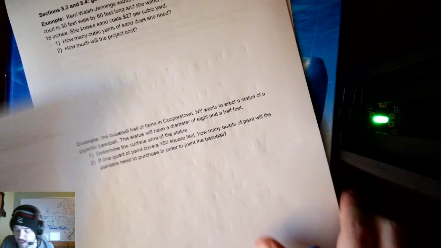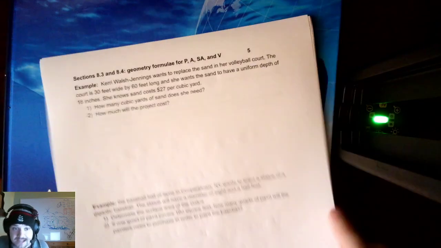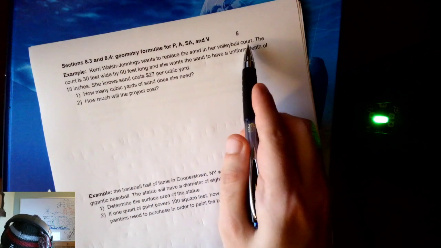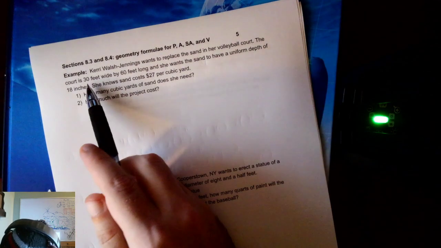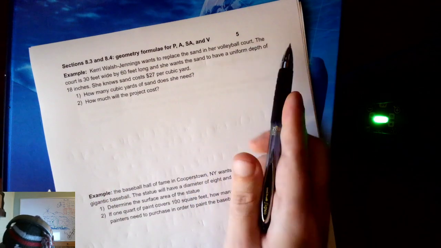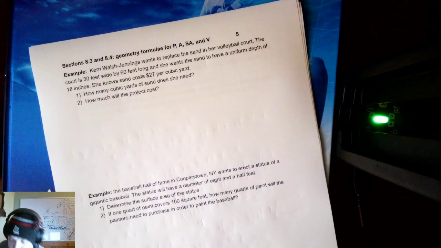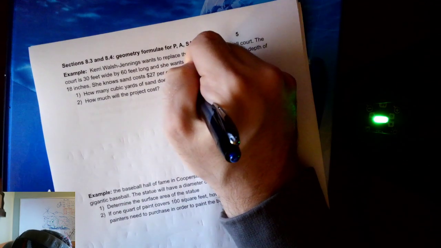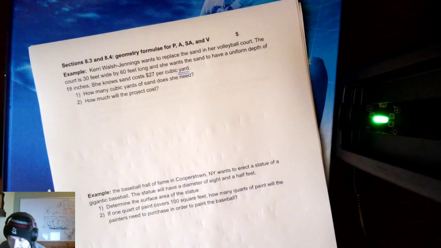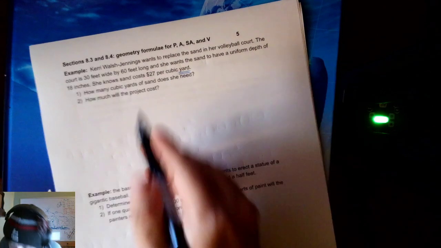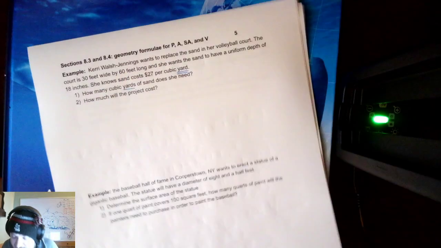Now, let's do a couple more real-world type examples. The first one says, Carrie Walsh Jennings wants to replace the sand in her volleyball court. So that's the background. The court is 30 feet wide by 60 feet long, and she wants the sand to have a uniform depth of 18 inches. She knows the sand costs $27 per cubic yard. Okay, so I'm going to need to use yards eventually. How many cubic yards of sand does she need?